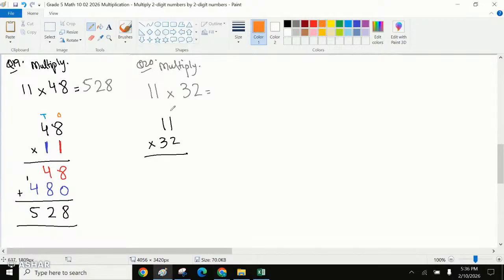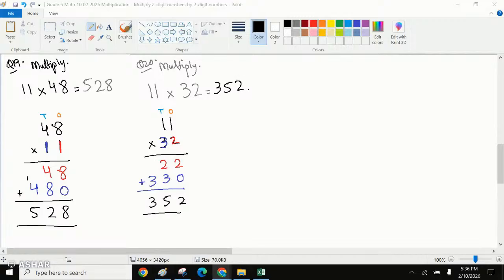So we say that this was the ones, this is the tens, right? 2 multiplied by 1 is 2. When we do the tens, we put a 0 in the units. 3 multiplied by 1 would be 3. When we add them together, 2 plus 0 is 2, 2 plus 3 is 5. So this should be 352. Okay, agreed? Thank you so much.